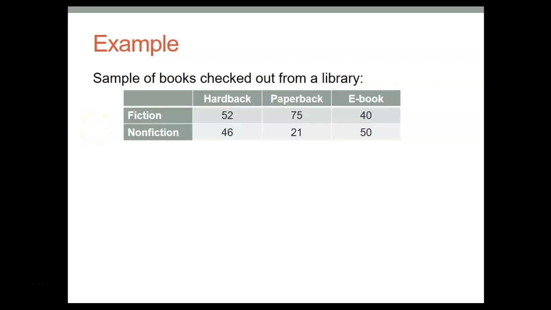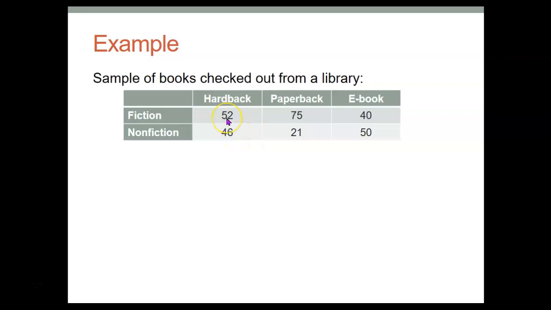Okay, so this is the last major example for section 4.2 about the addition rules for probability and answering OR kinds of questions. In this example, we have a sample of books checked out from a library. Some of them are fiction and some are nonfiction. Some of the books are hardback, some are paperback, and some are ebooks that you could check out electronically. So this little chart here shows how many of each kind of book there were.